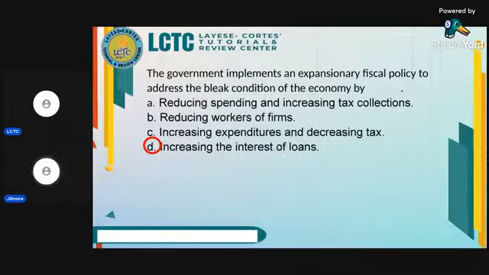The government implements an expansionary fiscal policy to address the bleak condition, bleak meaning something like a recession, a bad condition of the economy. Not increase. The answer here is wrong. Increasing the interest on loans, that's wrong. We need to check here. Teachers, can you now comment your answer, because letter D here is wrong. So what's the answer for this particular question? The government implements an expansionary fiscal policy. I've reiterated this one many times.